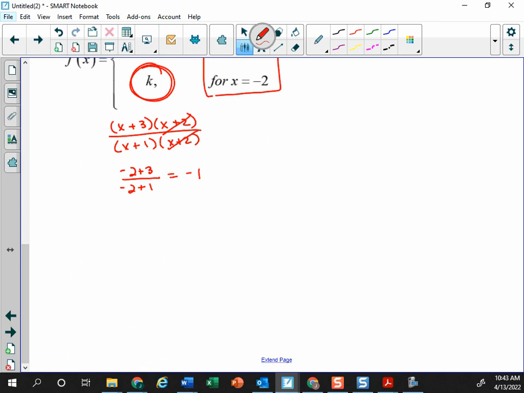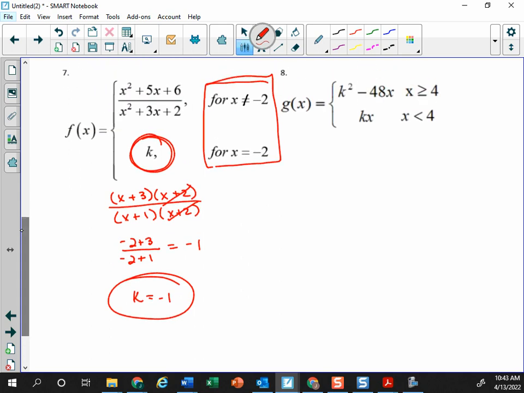If there had been an x involved in that equation, you'd also have to plug in the -2 for the x's and then solve for k. There's no x happening there. It's just a constant value. So k has to equal -1. That's the only way that this graph can be continuous at x equals -2. Again, I get it. It's discontinuous other places. There's holes. There's other things happening with that top function. But for them to be equal at -2, or continuous at -2, k equals -1.